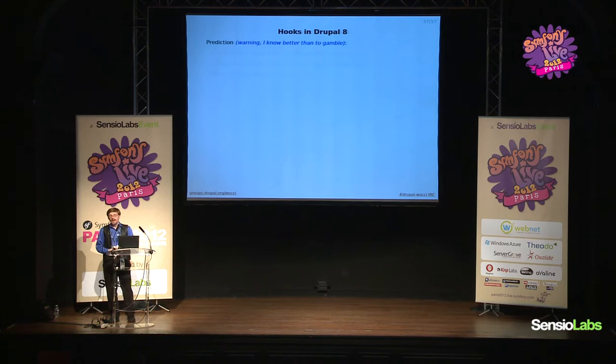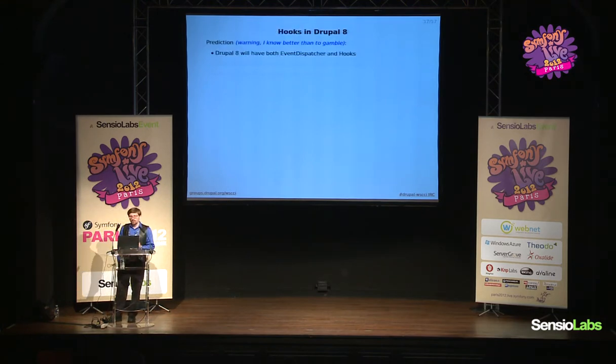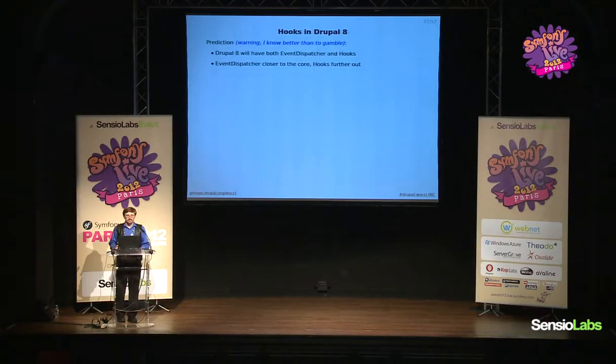My guess for Drupal 8, where we'll end up there, is that Drupal 8 will have both event dispatcher in place and the old hooks system. I don't think we'll be able to replace hooks entirely. We'll be using event dispatcher for stuff closer to the core, so things that touch the kernel. That's all the event dispatcher you're familiar with. But further out in the system, probably still hooks. Again, we just don't have the bandwidth to convert them entirely at this point.